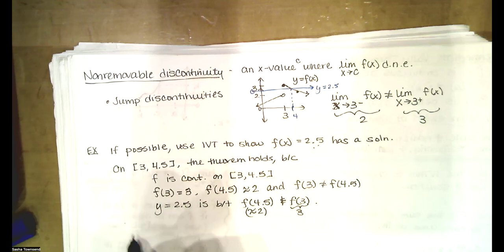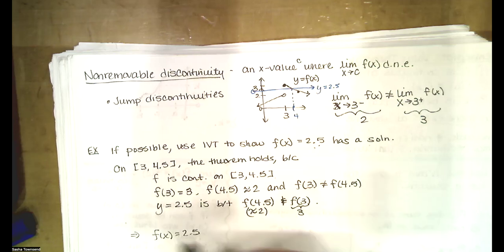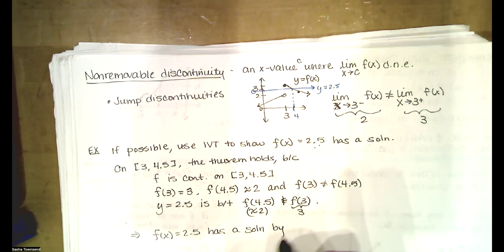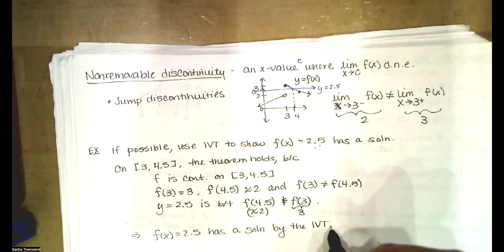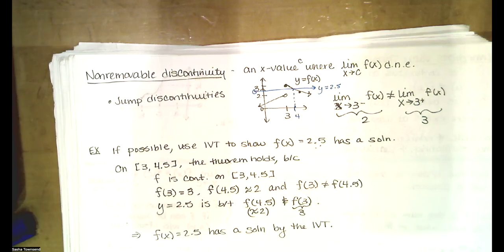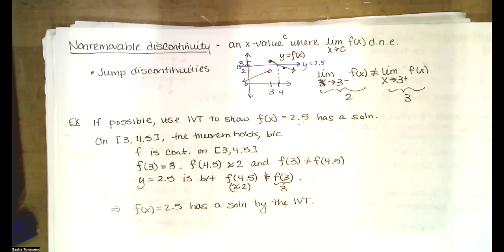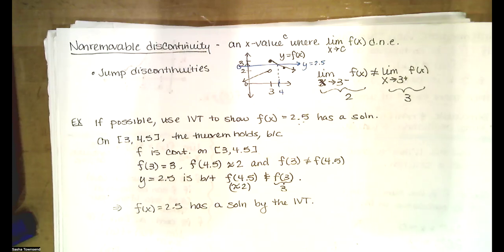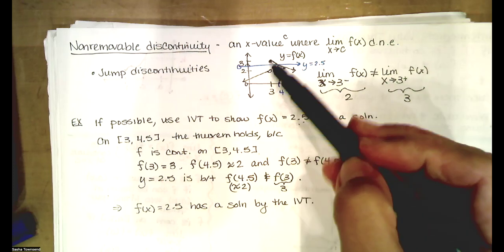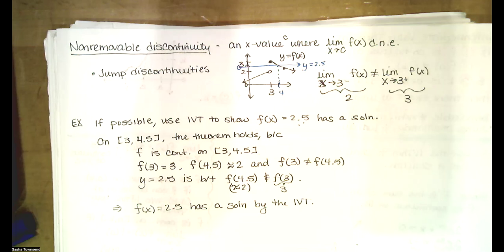Since the theorem holds, that means that f of x equals 2.5 has a solution on that interval, by the intermediate value theorem. So we would just have to choose an appropriate interval. Now, if they asked us, does the theorem hold on the interval from 2 to infinity or 2 to 6? Well, we have a jump discontinuity there. And even though the equation has a solution, the theorem cannot be used to show that that equation has a solution unless we choose a smaller interval.